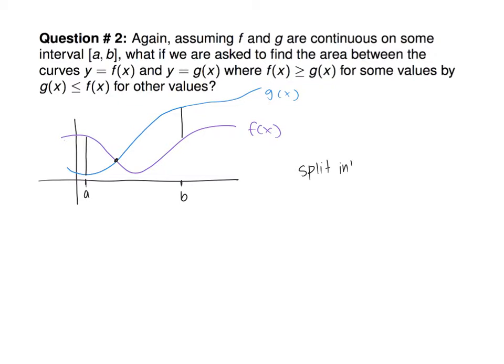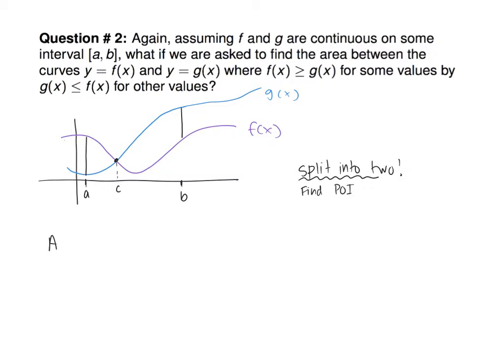Yep, split into 2. Or if there was more than one intersection point, you split it into 3 pieces, right? So if you're going to split it into 2, what do you have to find? So find the point of intersection, which we're just going to call some number c, okay? Does that make sense? Just pick a letter for it.